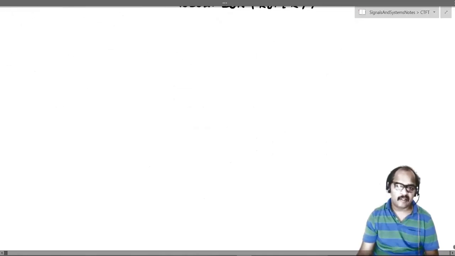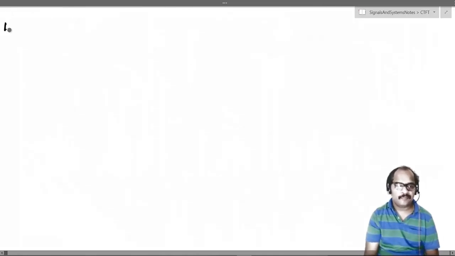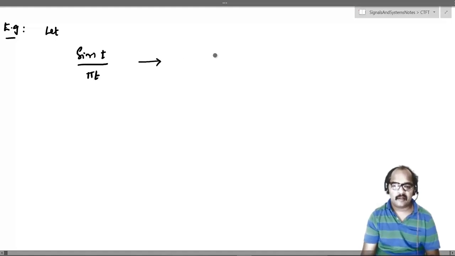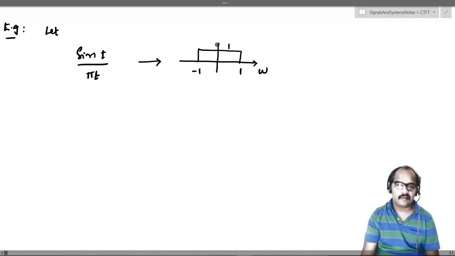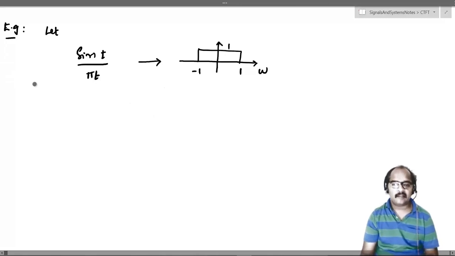Yes, now we will take a few examples. First one, I'll say let sine t divided by pi t has a rectangular function as its Fourier transform, we already know this, right? So it has a rectangular function from -1 to +1 as the Fourier transform. Let's assume that this is given.